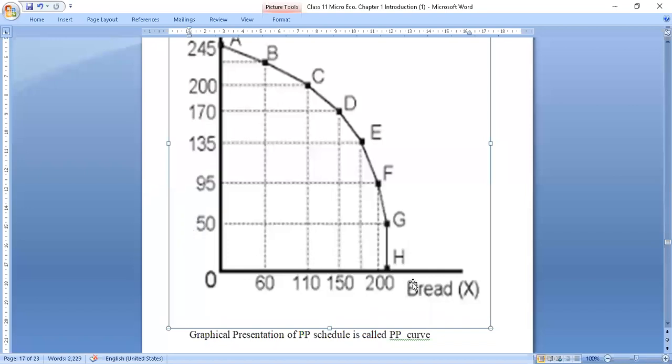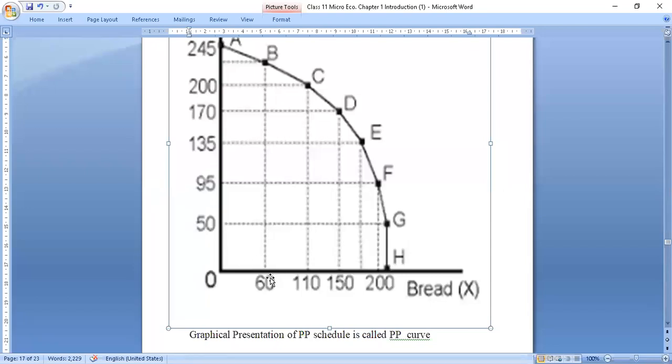The production of the good which is increasing, we have to take on the x-axis, and the other good which we are sacrificing, we have to take on the y-axis. The logic behind this is also there. We will explain it at the end of the chapter, because it is out of syllabus. You have to first understand how to make the curve.